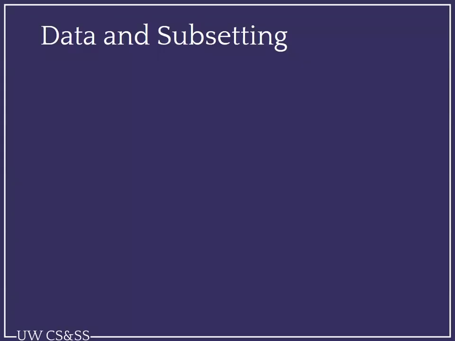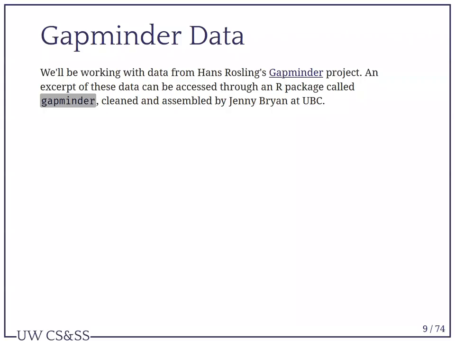Okay, now we're going to dive into the meat and potatoes of class today. The first thing, of course, is talking about data. We're going to be using the Gapminder data, both for examples in class today and for your homework. We'll be working with Hans Rosling's Gapminder project. An excerpt of these data can be accessed through an R package called Gapminder. They were cleaned and assembled by Jenny Bryan at UBC. Much of this class is based on work by Jenny Bryan, so big shout outs to Jenny Bryan.